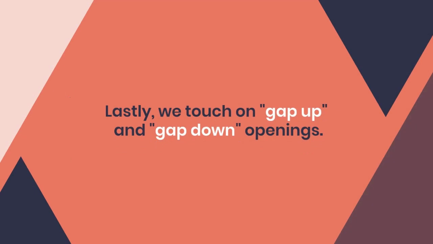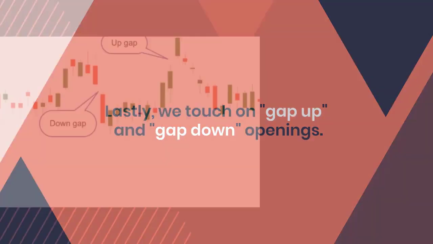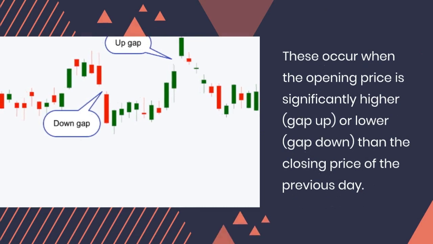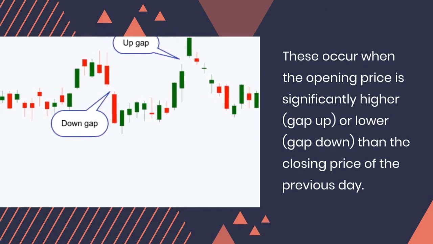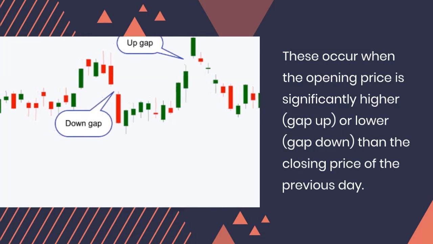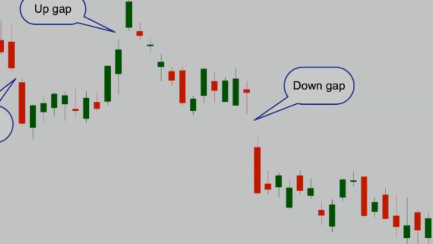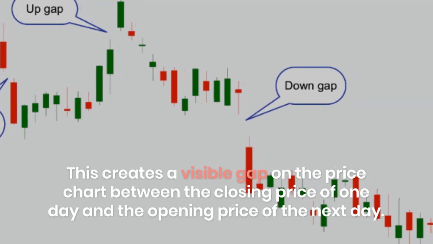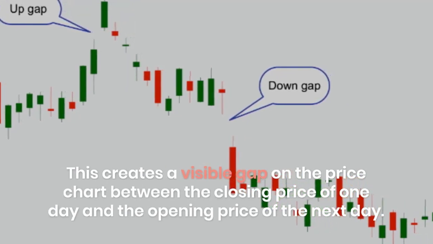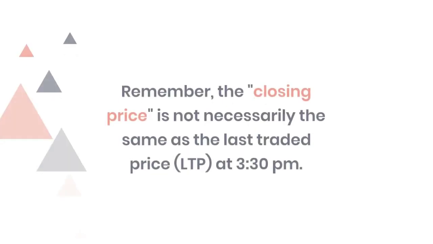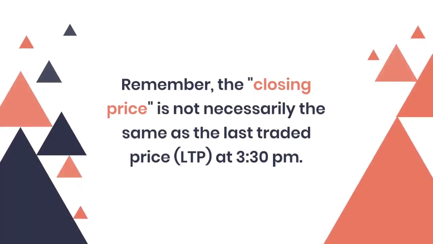Lastly, we touch on gap up and gap down openings. These occur when the opening price is significantly higher, gap up, or lower, gap down, than the closing price of the previous day. This creates a visible gap on the price chart between the closing price of one day and the opening price of the next day.